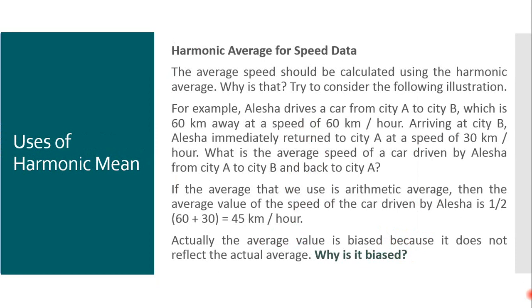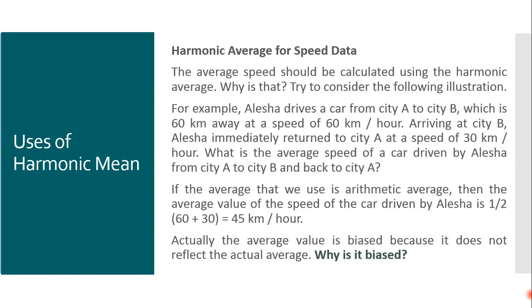The average speed should be calculated using the harmonic average. Why is that? Try to consider the following illustration. For example, Alessa drives a car from city A to city B, which is 60 km away, at a speed of 60 km per hour. Arriving at city B, Alessa immediately returned to city A at a speed of just 30 km per hour.